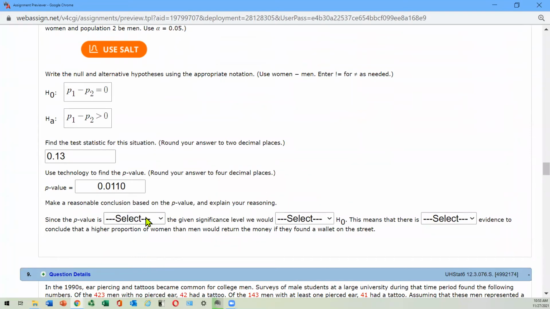Now, since the p-value is less than the significance level, we would reject the null hypothesis. This means that there is sufficient evidence to conclude that a higher proportion of women than men would return the wallet if they found it.